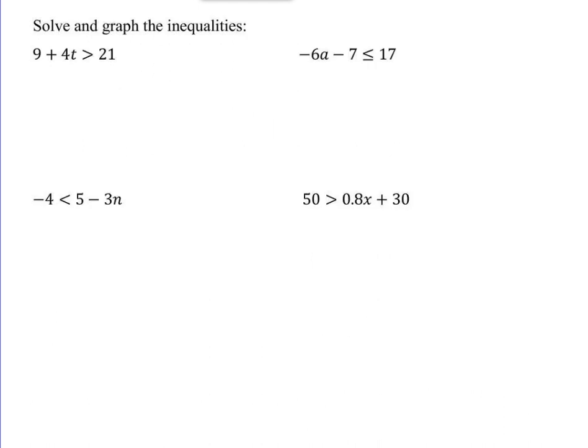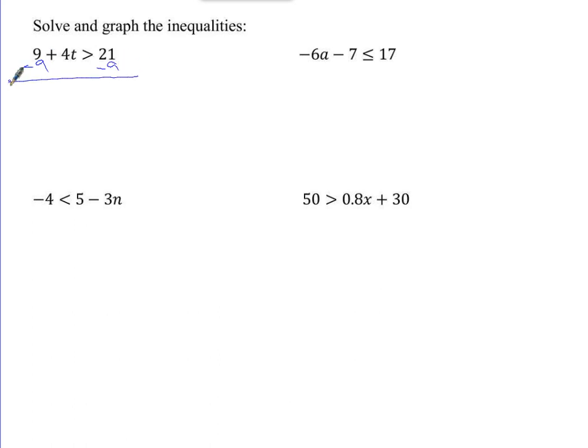So basically, we're just going to do a bunch of practice problems today. Solve and graph the inequalities. We're doing multi-step inequalities here, so remember that we want to get the variable by itself, or if we can't do that right away, get the variable term by itself. So in this case, what am I going to do first? Subtract 9 from both sides.